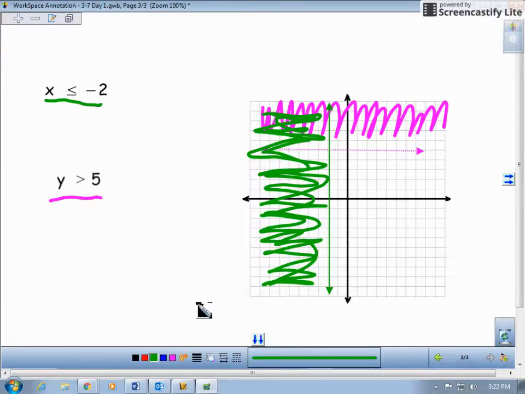Okay, guys, there you go. Here is your lesson over the first part of 3-7.